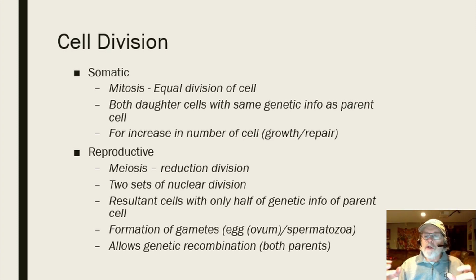Reproductive cell division, or that reduction division, or meiosis, is where there are two sets of nuclear division. So as a result, what eventually happens is the spermatozoa will have one half of each of those pairs of chromosomes. So for chromosome 1 through chromosome 23, you have half of each of those, half of each pair in the spermatozoa, and half of each pair in the ovum.